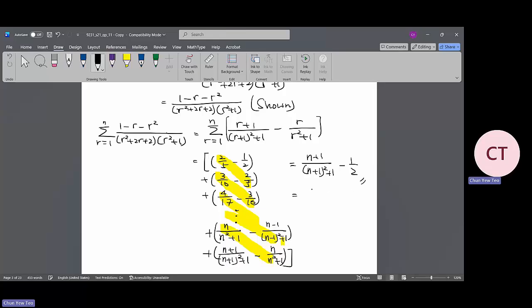Or if you want, you can also expand the denominator, but that is not necessary. So this will be the answer for number 2B.